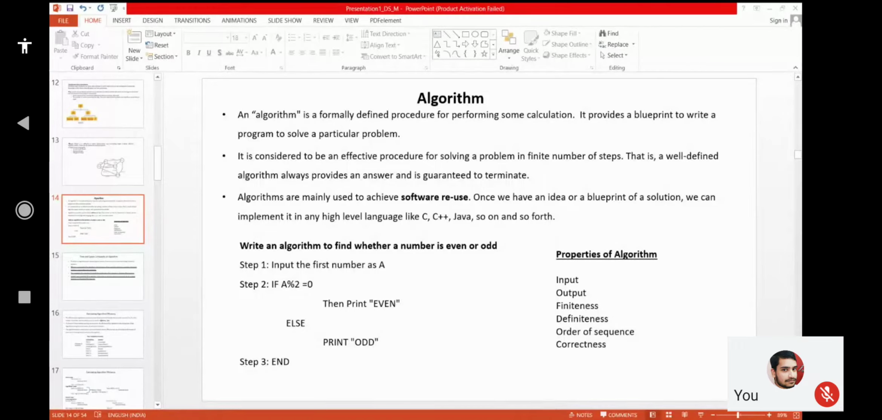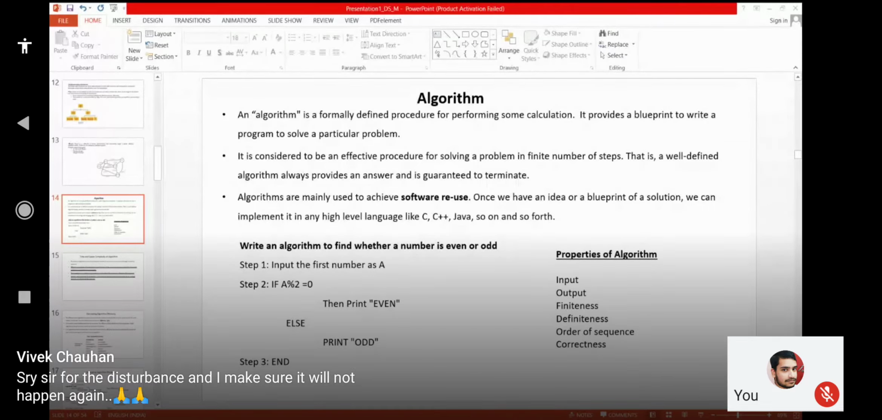See here, step 1, input the first number as A. Here the problem is to check whether a number is even or odd. Very simple problem, and the algorithm is this. First you have to read the number, that is your input. After reading that number, you have to process. The computation is, you divide the number by 2, and if the remainder is 0, then you can say that it's even. Otherwise, you can say it's odd.